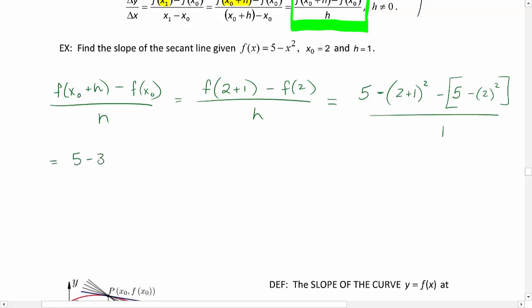It's going to be 5 minus 3 squared minus 5 minus 4 all over 1. And really we can ditch that over 1. So it's 5 minus 9 minus 1. The slope of the secant line is equal to -5.